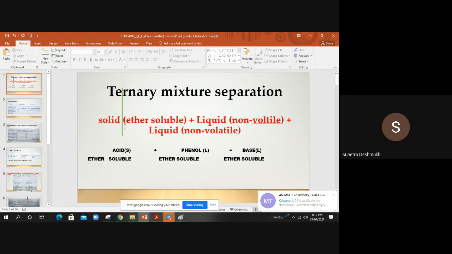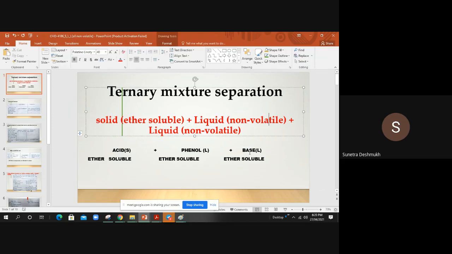Okay, so here I have given solid plus solid plus solid, solid plus liquid. In that one is acid, one is phenol, and one is base. Phenol and base are liquid. So these two liquids, phenol and base, are both non-volatile. Pay attention, both are non-volatile. This is very important, whether your liquid is volatile or non-volatile.